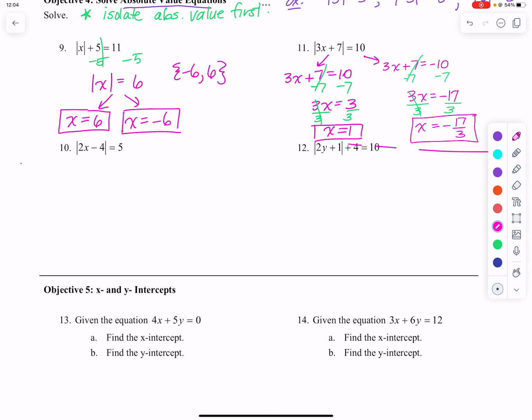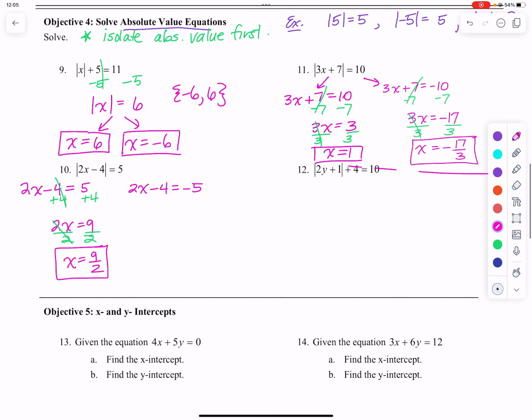Here we go. We have 2x minus 4 is equal to 5, taking those absolute values off. 2x minus 4 could be equal to negative 5. Either way. So we will add 4. And we have 2x equals 9. Dividing both sides by 2, we have x is equal to 9/2. And you know, I could have written this solution set over here like that if we wanted. Okay.